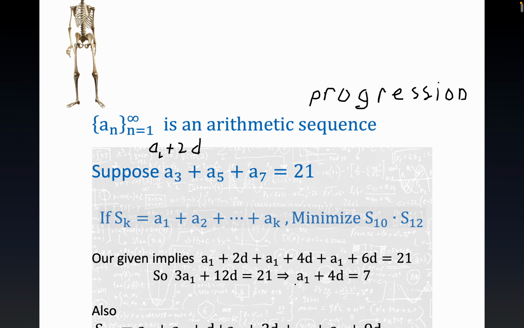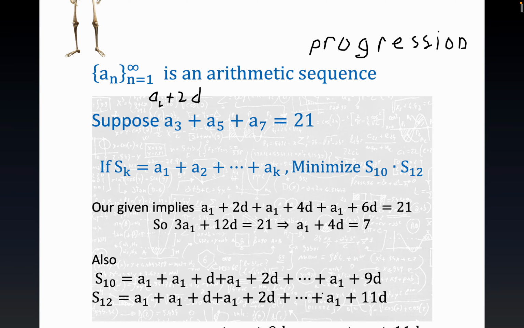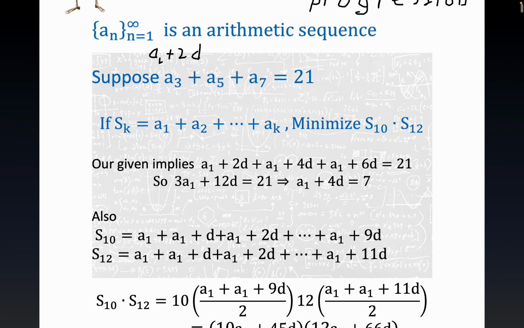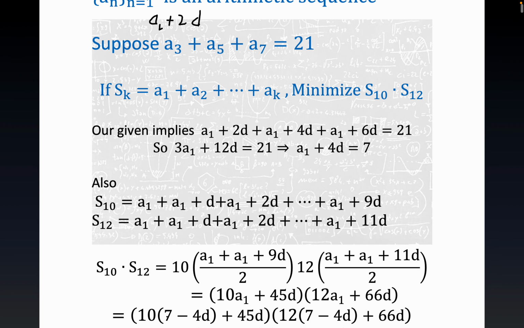Now, this is in keeping with what I just said. We get the first term in terms of the common difference and a constant right here. So a sub 1 would be 7 minus 4d, and as you'll see, that's useful here. Here's what I just said a moment ago. S sub 10, S sub 12, they're explicit forms. Now this last part right here is based on something you can prove using triangular numbers, I guess.